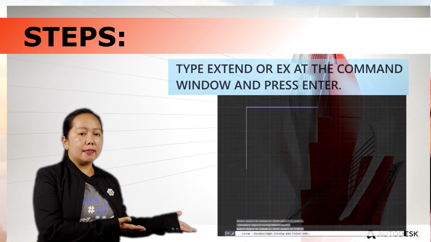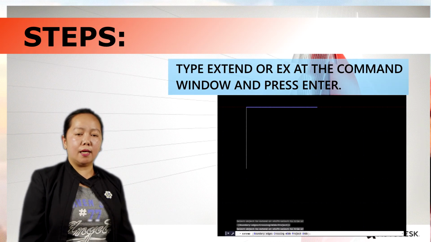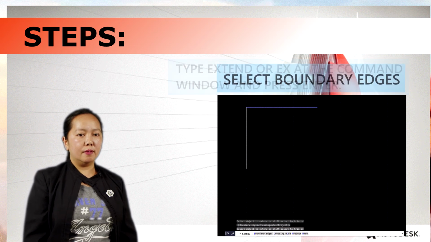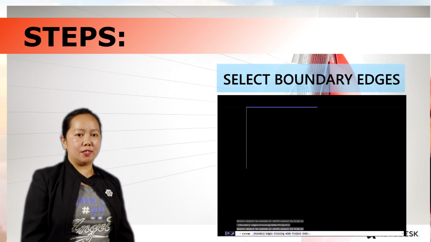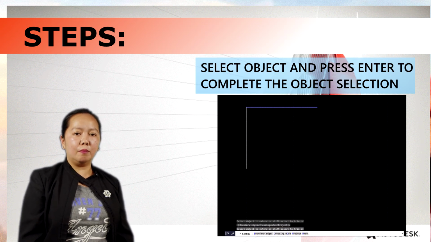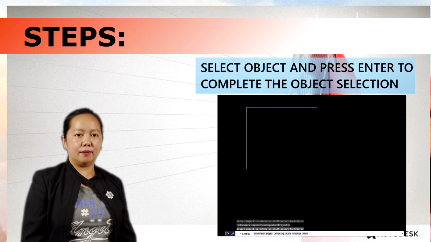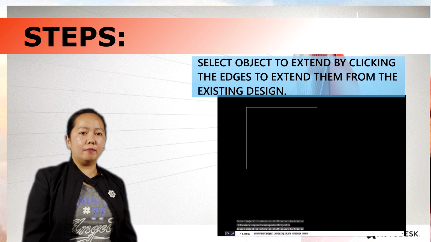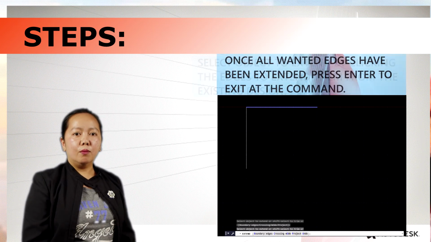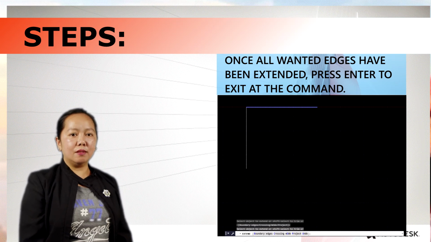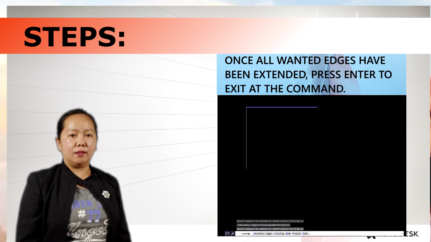Steps. Type extend or EX at the command window and press enter. Select boundary edges. Select object and press enter to complete the object selection. Select object to extend by clicking the edges to extend them from the existing design. Once all wanted edges have been extended, press enter to exit the command.